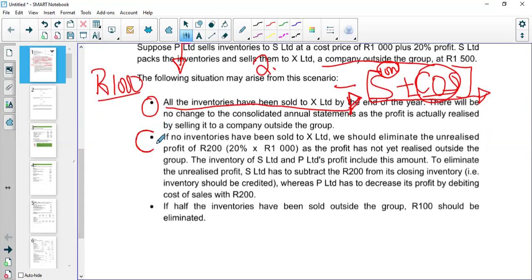And then sometimes there are inventories that were sold as part of the intra-group sales transaction that are still held within the group. Like you sell inventories worth 1,000, and then 200, right? Then there's 1,000 still remaining, right? What we need to eliminate for the inventories is the unrealized profit, right?